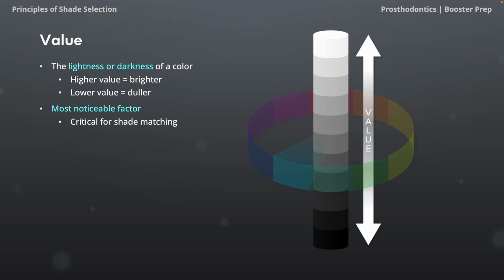For instance, a crown that's lighter or darker than the surrounding teeth will immediately stand out, even if the hue or chroma are correctly matched. That's why value is considered the most critical aspect of shade matching. Many dentists will focus on getting the value correct first, since it's the hardest to disguise.